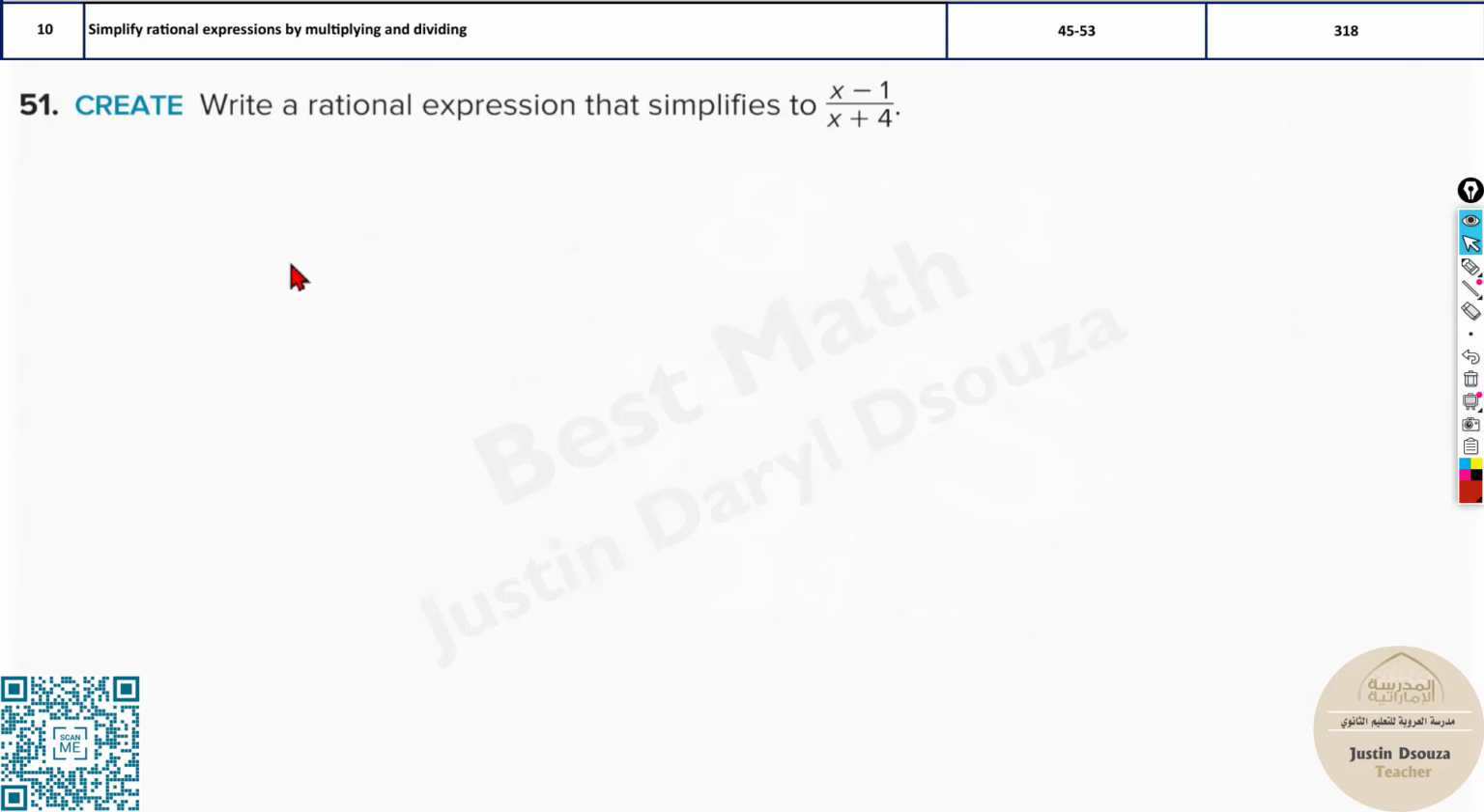Write a rational expression that simplifies to x minus 1 divided by x plus 4. These are supposed to be in the writing part, but still they have asked you in the MCQ part. So there can be lots of different options or answers. You need to write a rational expression which will simplify to this. Just multiply the same number up and down. As simple as you can do is just multiply by x and x. Now you can write this as x squared minus x divided by x squared plus 4x. When you simplify this, you're going to get the above answer.